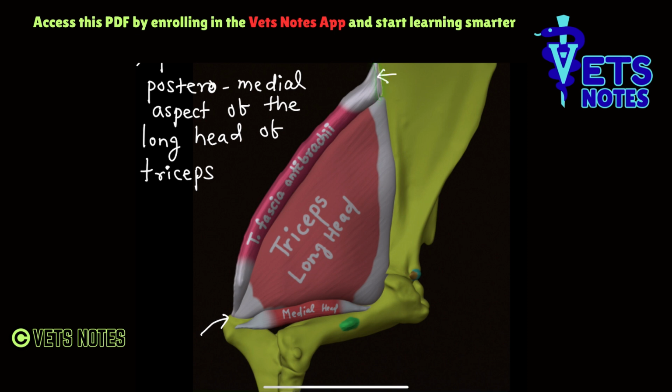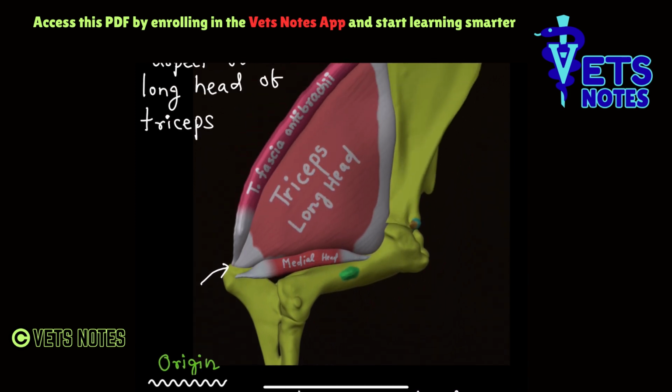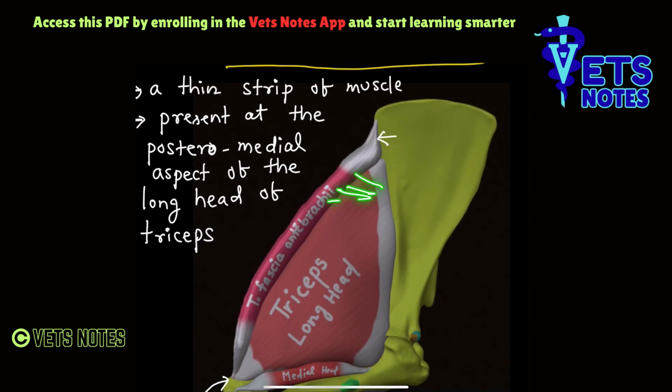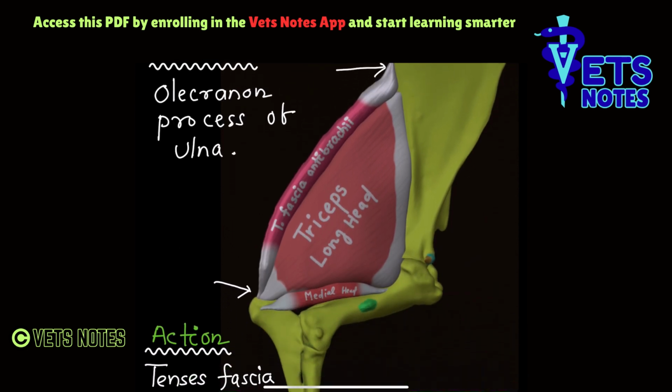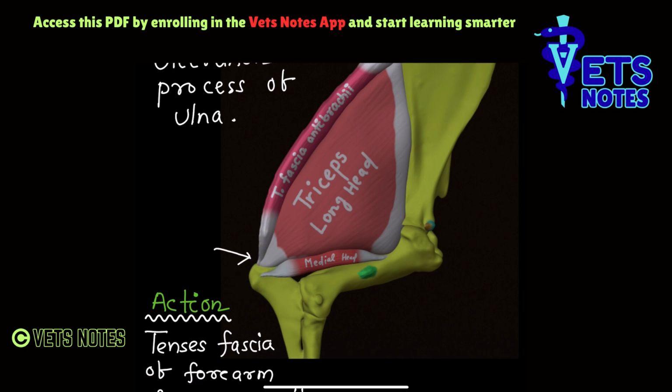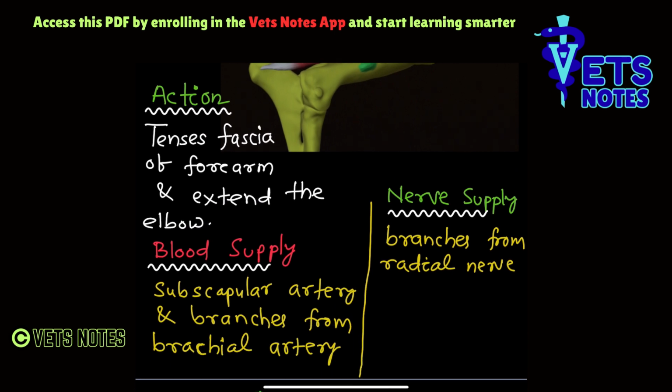From this, the muscle will originate, and from the fascia covering the long head of tricep. So here you will find the fascia. Okay. Here you will find the fascia covering the long head of tricep, and from that also the muscle will originate. Insertion, olecranon process of the ulna. Action, tenses the fascia of the forearm and extends the elbow joint. Blood supply and the nerve supply.